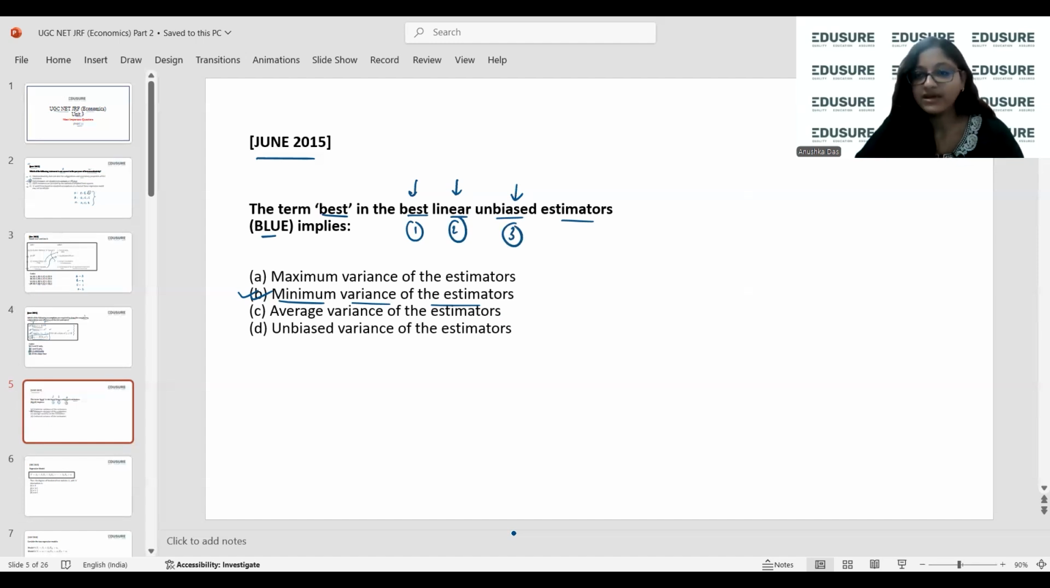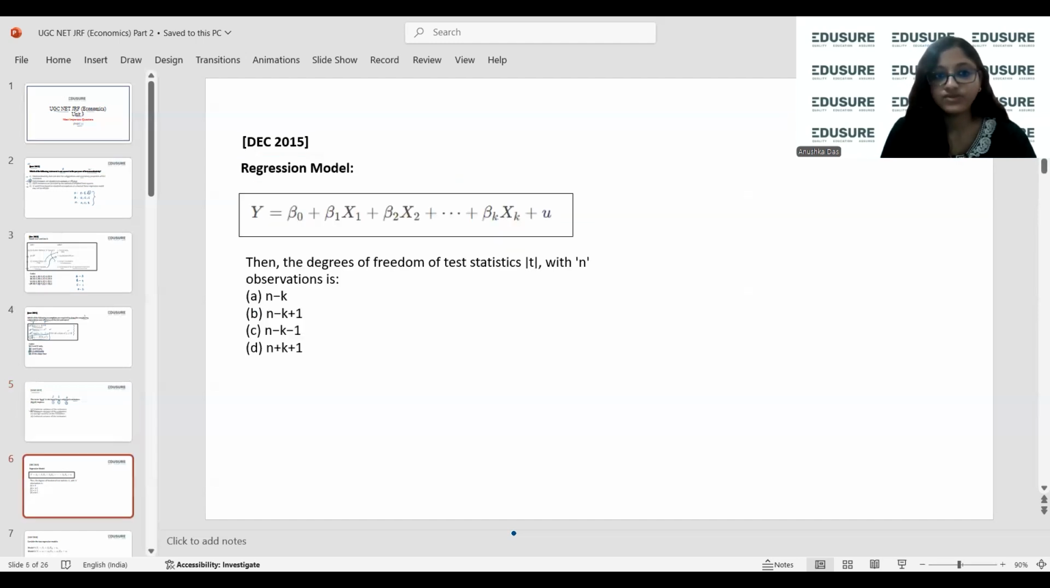So best, linear, and unbiased, these three properties will hold under the Gauss-Markov theorem if all the CLRM assumptions hold. You have 6 to 7 CLRM assumptions. If all those assumptions hold, then in the two variable regression model, if you apply the OLS estimation process, the estimated values that you get will satisfy all three properties. It will be best, meaning minimum variance. It will be linear in Y, the dependent variable, and it will also satisfy the unbiasedness property, which basically means the expected value of the parameter will equal the true population parameter. So B will be the right answer for this question.